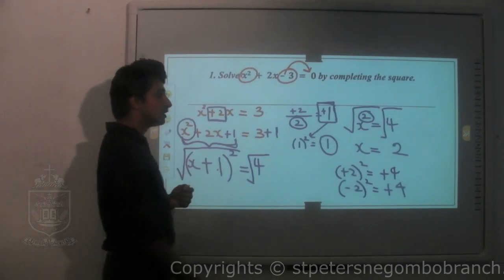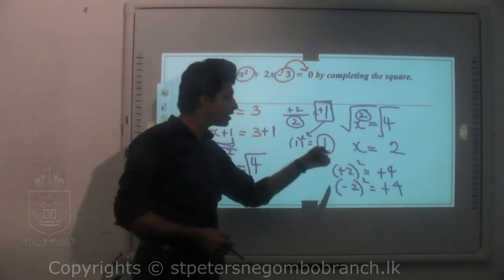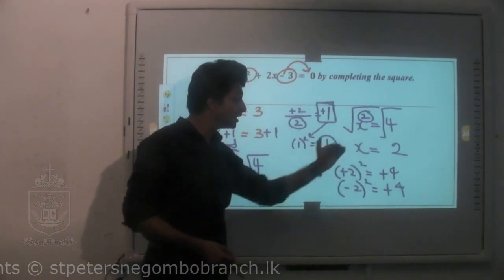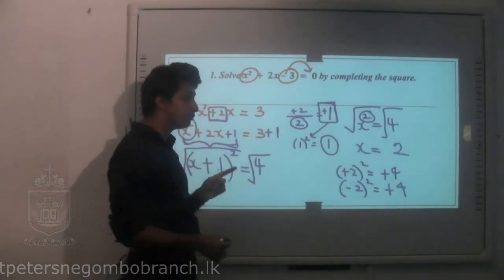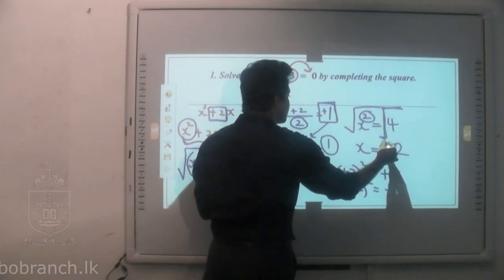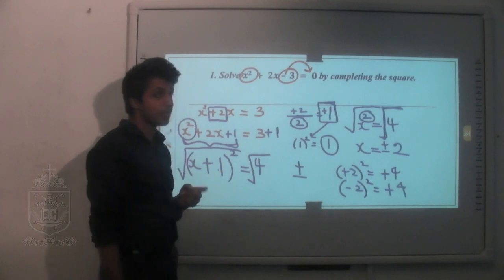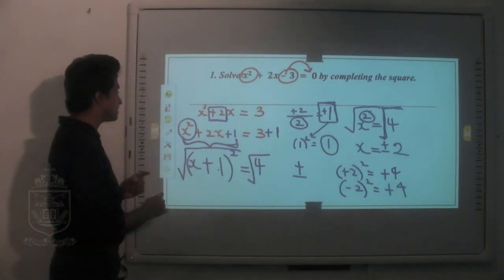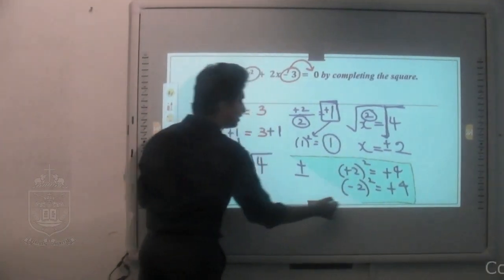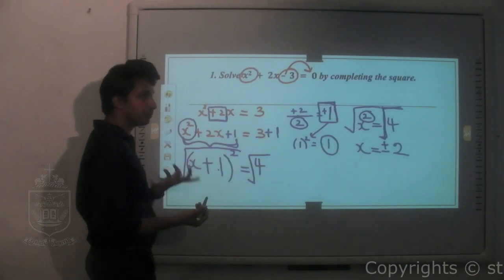Again, you know the value of root 4 is 2, that is fine. But if I square plus 2, then also you will get plus 4. If I square minus 2, then also the answer will be plus 4. Therefore, the square root value is not only 2, it is written as plus or minus 2. This is the sign, plus or minus. Why am I applying plus or minus is that even if you get plus 2 squared, it will be plus 4. Even if you get minus 2 squared, it will be plus 4.